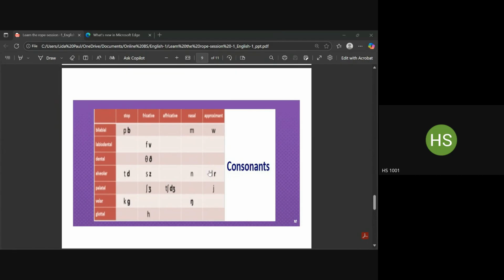Okay, so that is about the stop, fricatives, affricative, nasal, and approximants. Okay, have you understood that part? Any questions on this one?